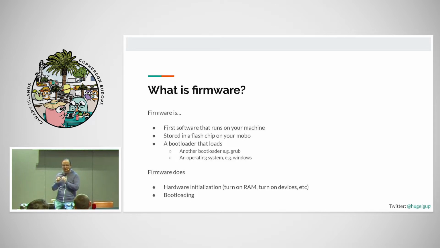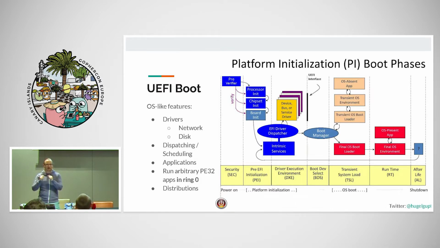Firmware usually does two things, right? One, it initializes hardware, like turn on RAM, turn on other random devices and stuff. That's not really important to us here at the moment. The second one is that it also acts as a bootloader, like I said, for Grub or Windows. So it has to know how to read things from disk. Sometimes it knows how to download things from the network, like in PXE booting, stuff like that.